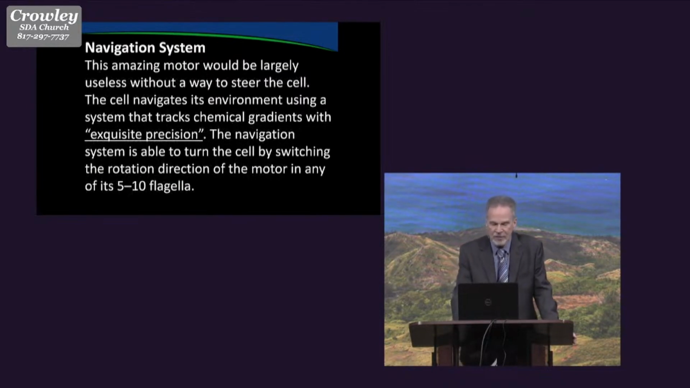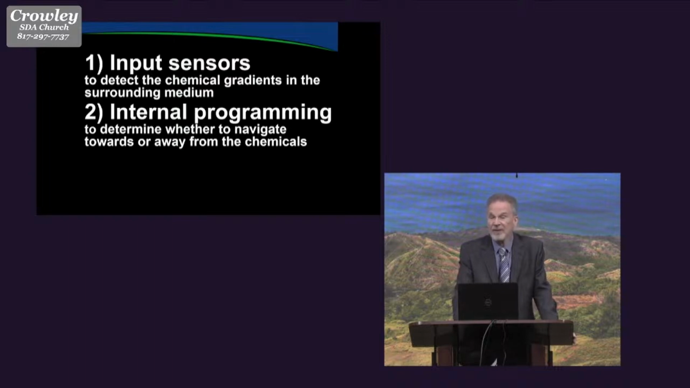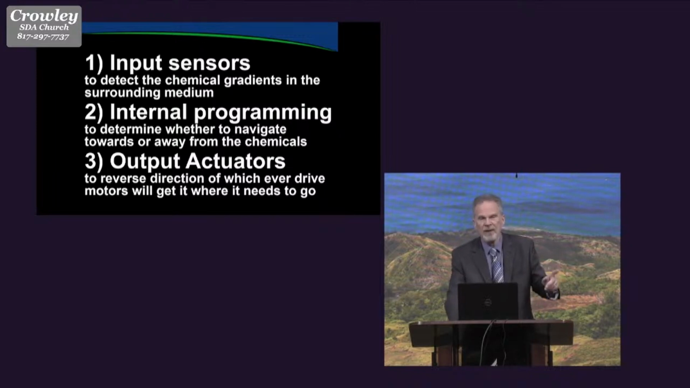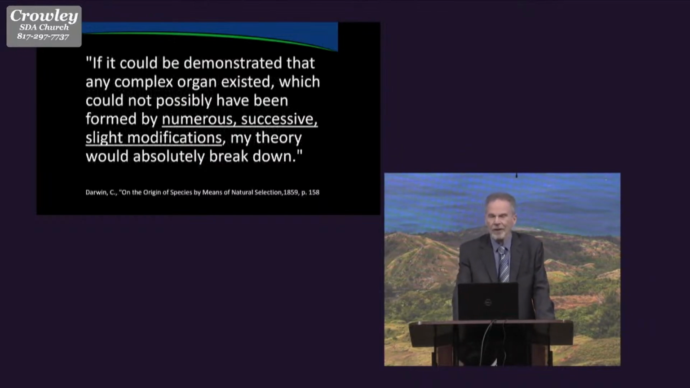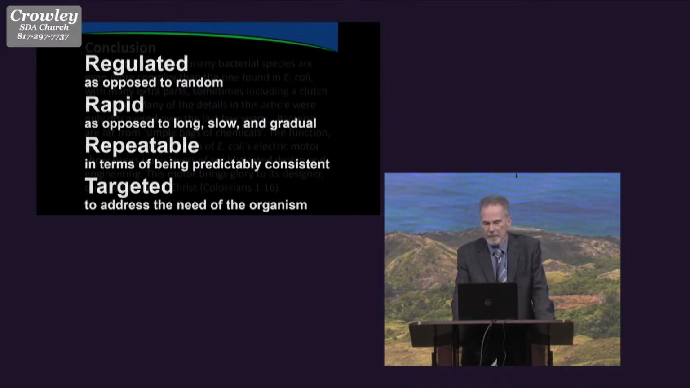It also has a navigation system. It has to know where it's going to go to get its next little bite to eat. So a navigation system needs input sensors to detect chemical gradients in the surrounding medium. It needs internal programming to decide whether I want to go towards this or away from it, and output actuators to reverse the direction of these drive motors. And these drive motors can stop and change direction in a quarter of a turn. Your car or your pickup cannot go into reverse in a quarter of a turn. You'll blow your transmission up. This is regulated, rapid, repeatable, and targeted.